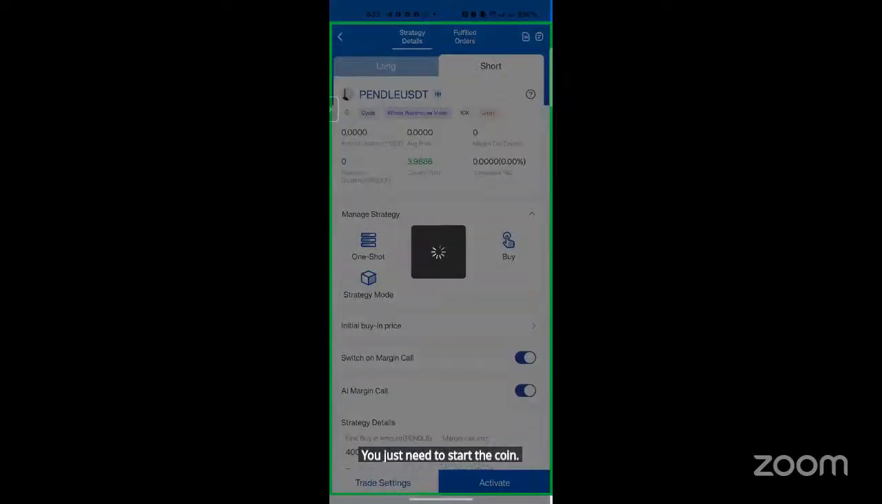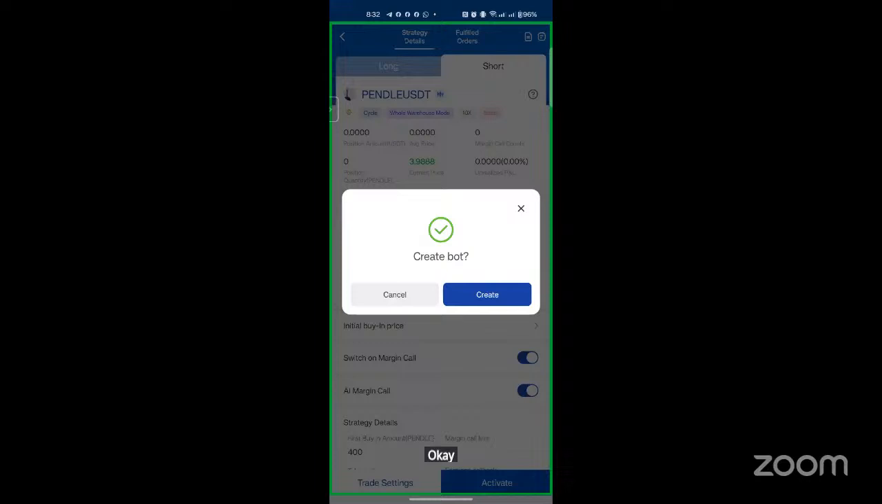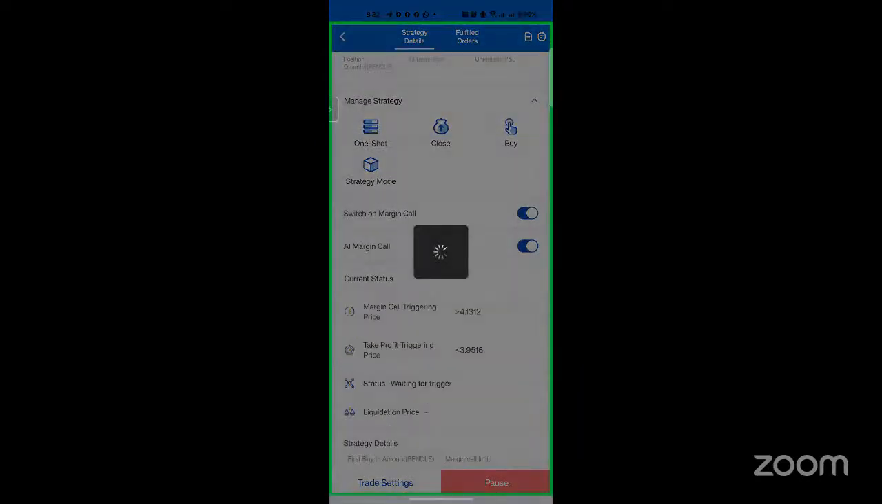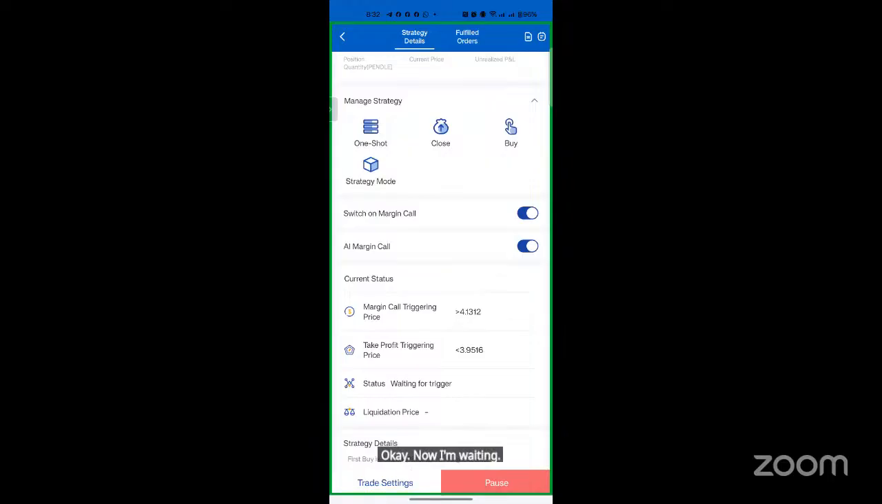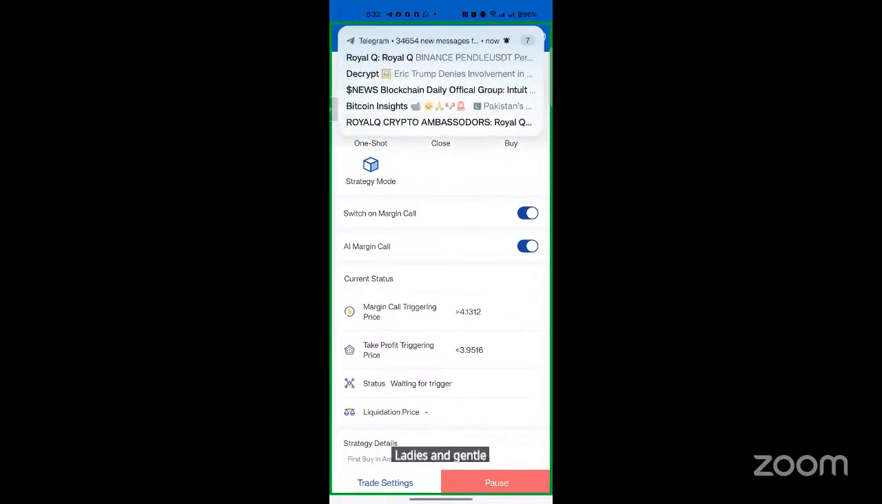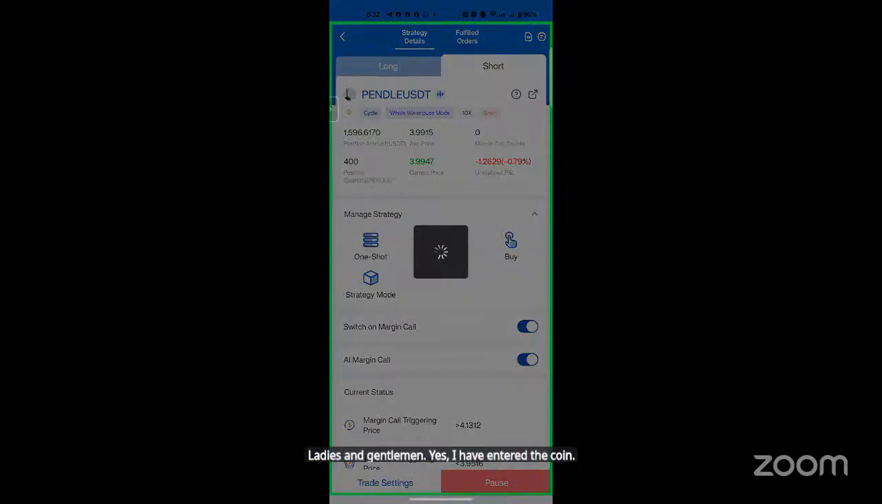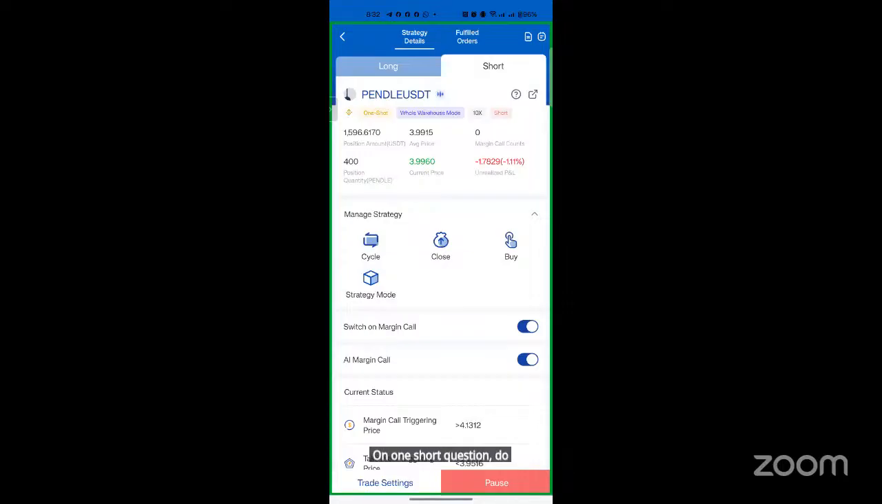Then I start the coin. Okay. I'm in. Now I'm waiting. Ladies and gentlemen, yes, I have entered the coin on one shot. Question, do I control the market? I have done my analysis. I know the market trend, but question, do I control the market?